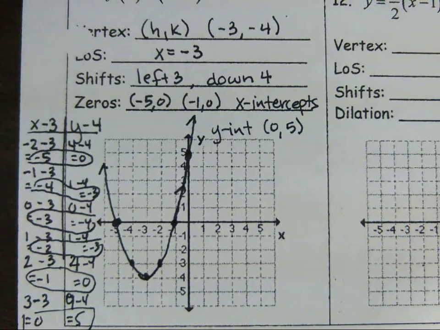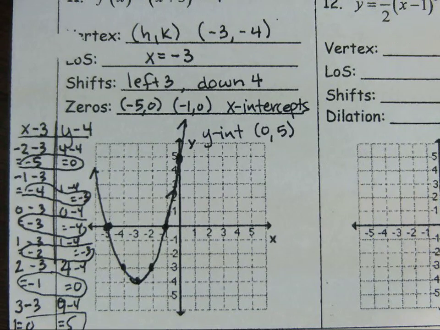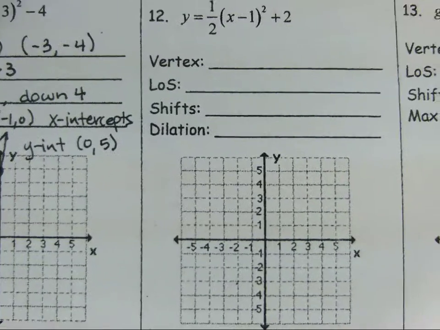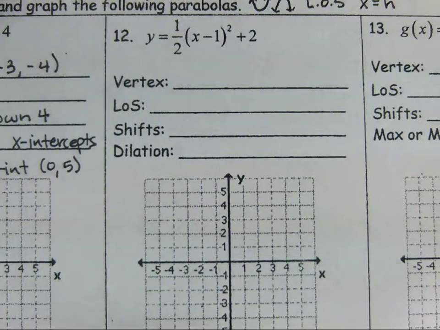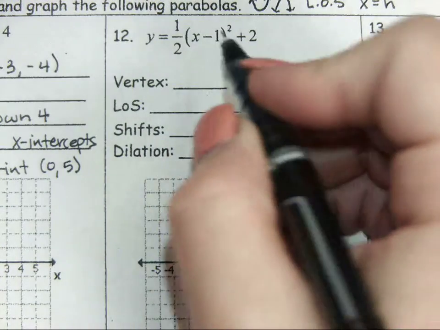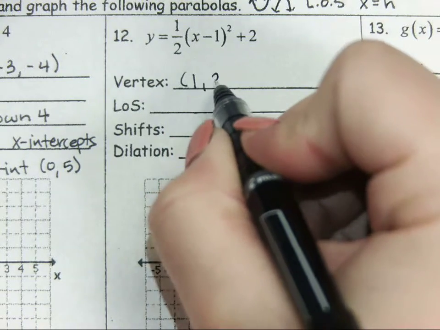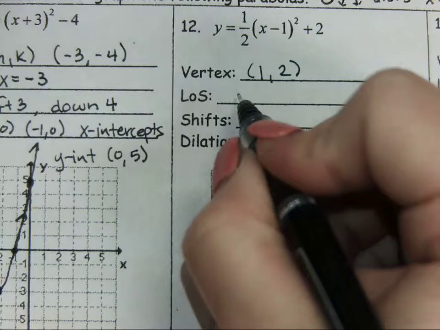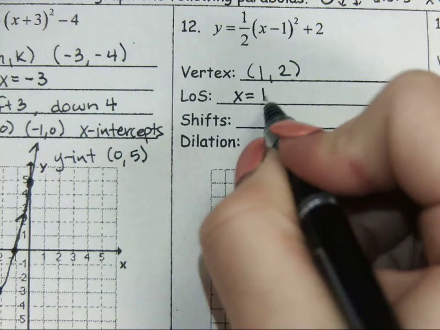So this is how we want to be able to graph our equations for parabolas when they're in this vertex form. All right, so let's look at another one. So again, my vertex is (h, k). In this case, it's going to be (1, 2). My line of symmetry is at x equals 1.